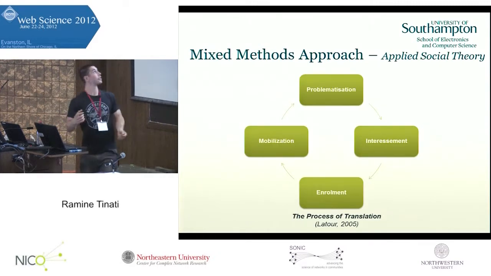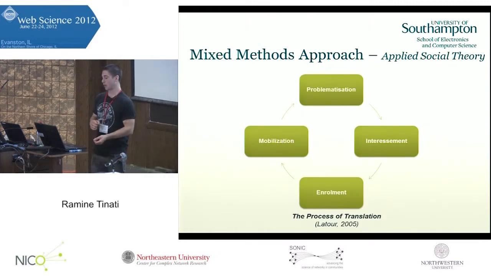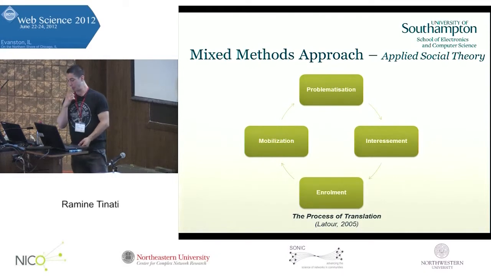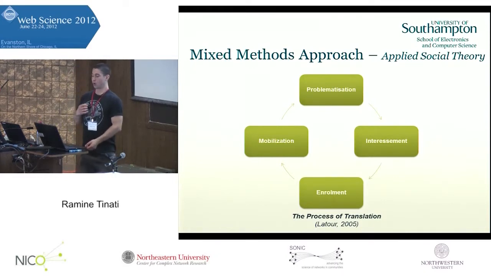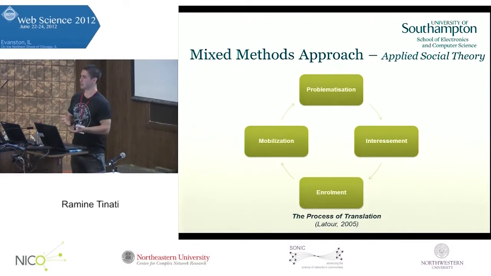So when I talked about the applied social theory, what this means is we need something that can really understand, as I said, the web as this emerging phenomenon. We need something that can really break down and understand how the web is emerging, how these networks are forming and how they're growing and changing.